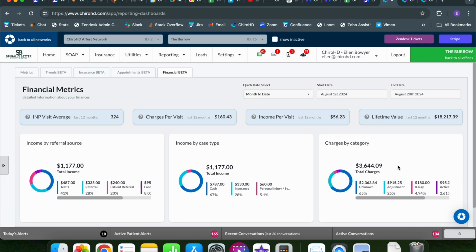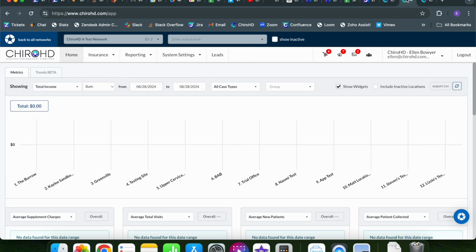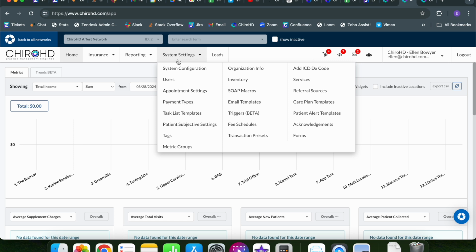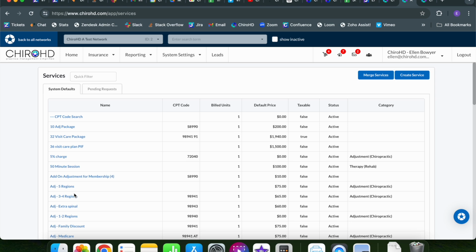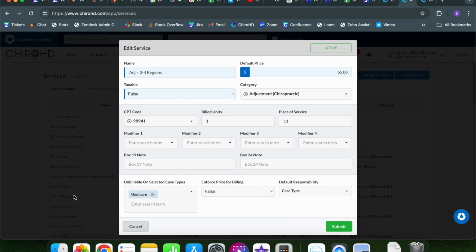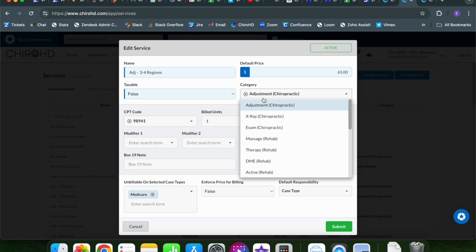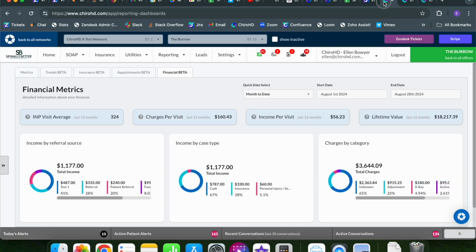So these are the total amount of services or charges on a ledger in the date range based on the category selected on these services. What I mean by that is if I go to my services, I'm at my system dashboard, Services. If I click on a service, this category is what it's looking at in that metric. It's looking at your adjustment category, your x-ray, your exam. It's looking at the category on the service itself, and that is what's reflecting in this metric.